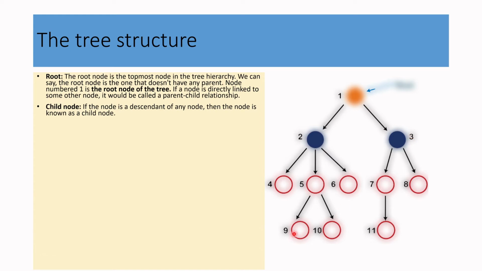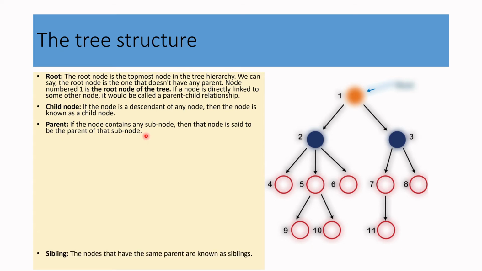Similarly, 9, 10 are children of 5. 11 is a child of 7, we can say. So if a node is a descendant of any node, then the node is known as a child node. Got it? Now the parent node: if a node contains any subnode, then the node is said to be the parent of the subnode.